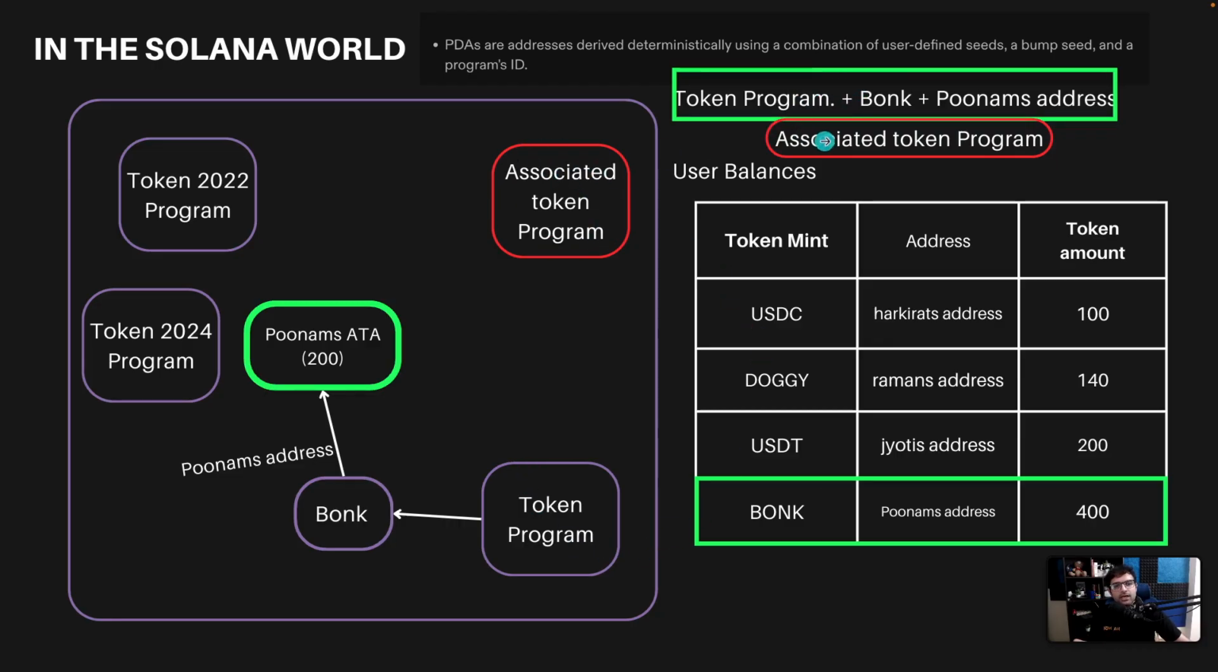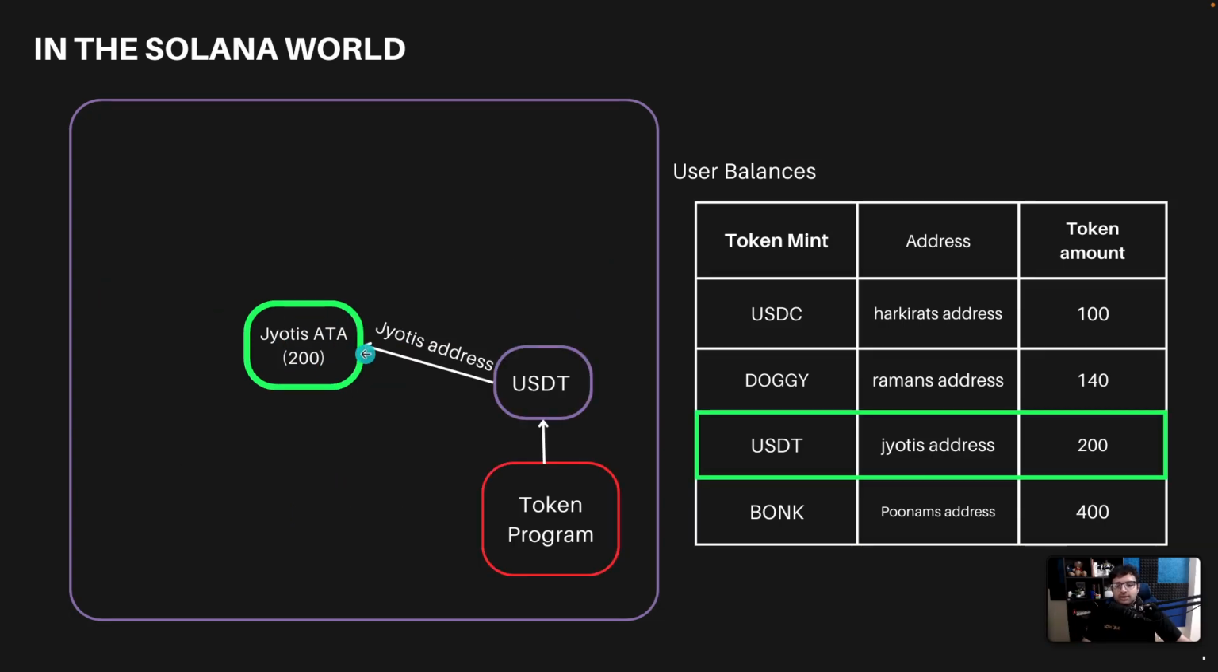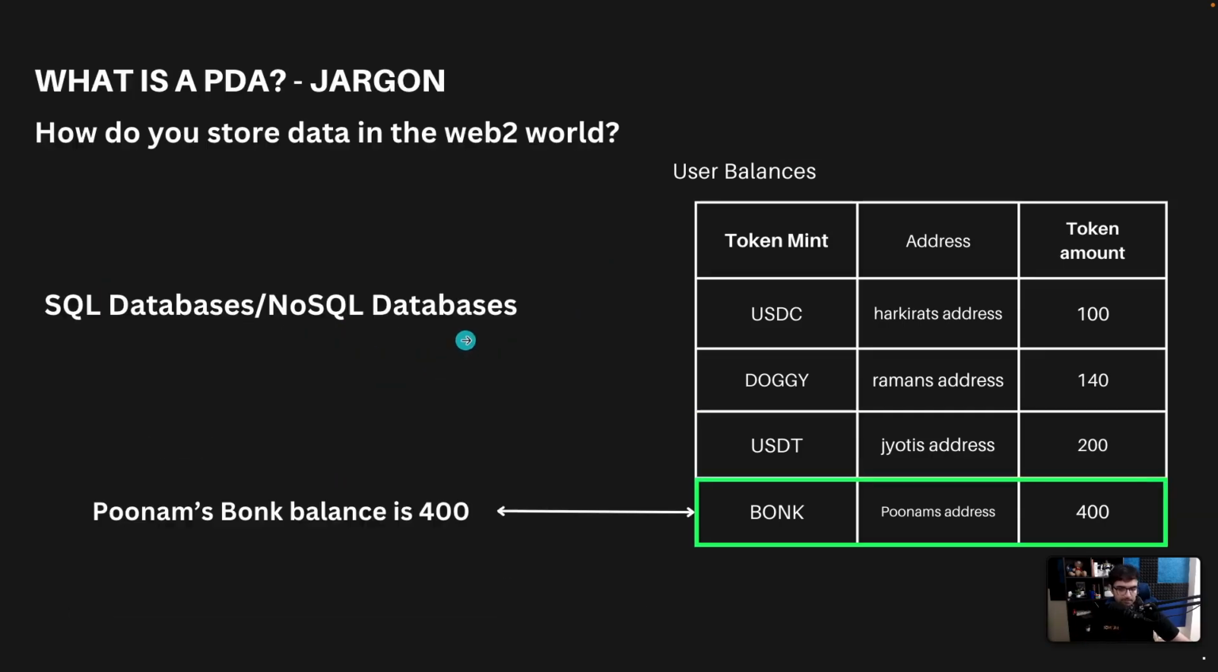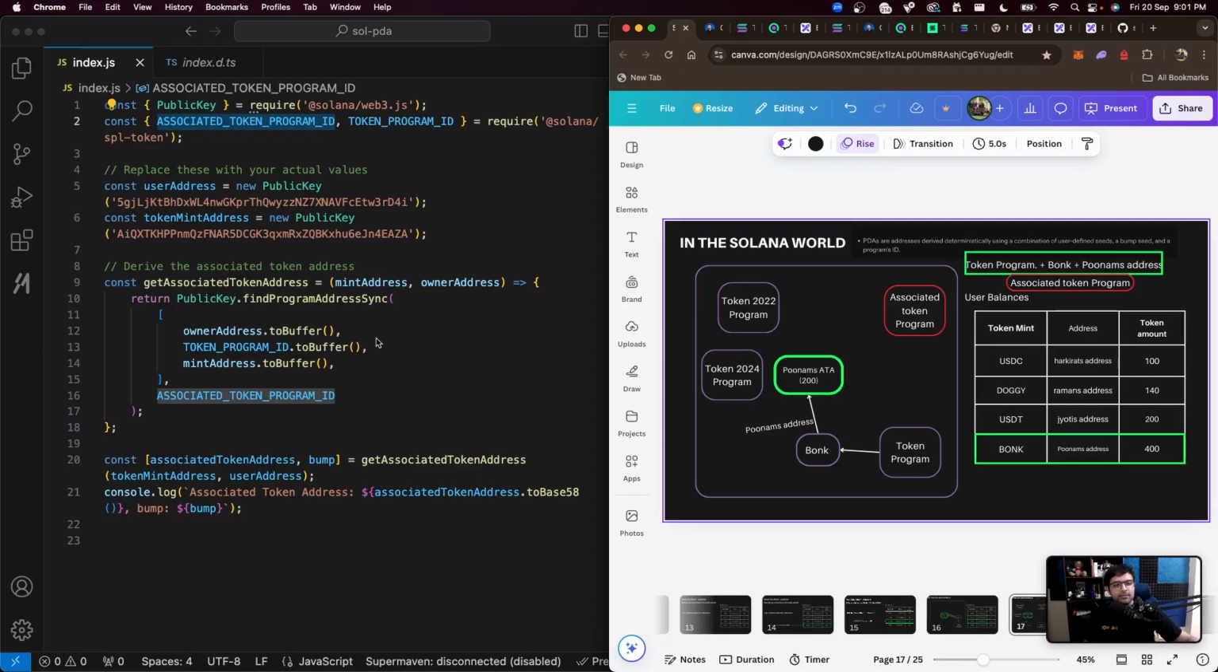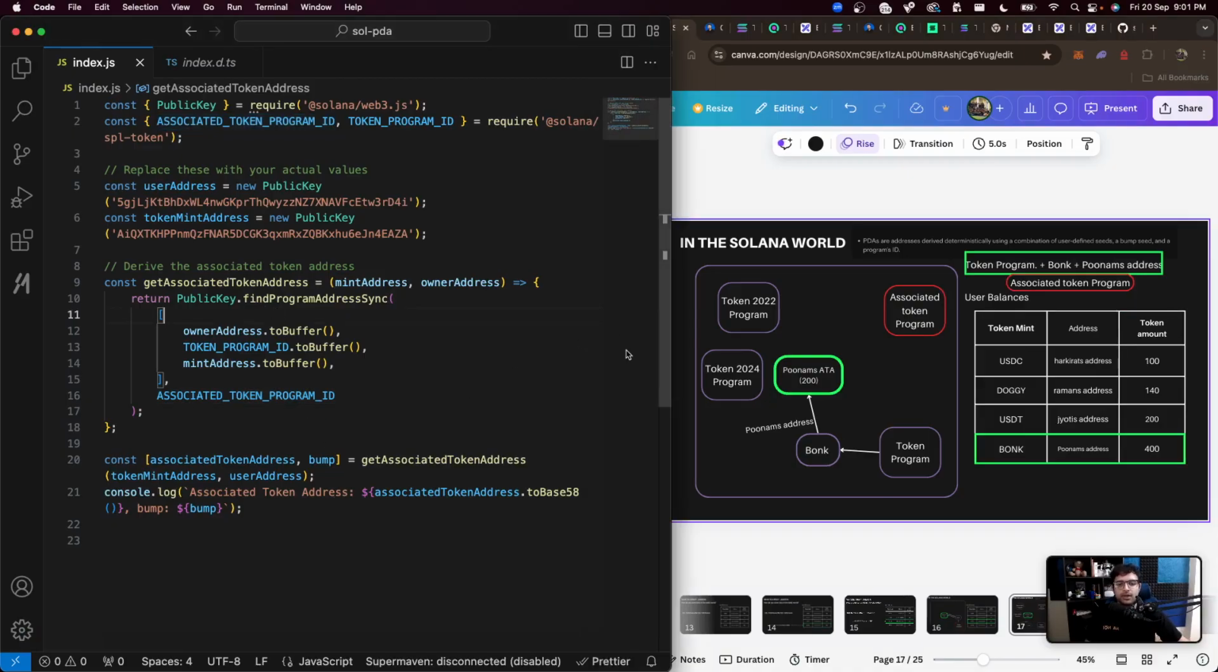So when you add these two is when the Poonam's associated token account is spit out. So if now I open this diagram on the right and now we go through the code, what is happening in the get associated token address function? It is taking 2 inputs. Mint address, what is that? Bonk. Owner address, what is that? Poonam's address. These are the 2 inputs that this function takes.